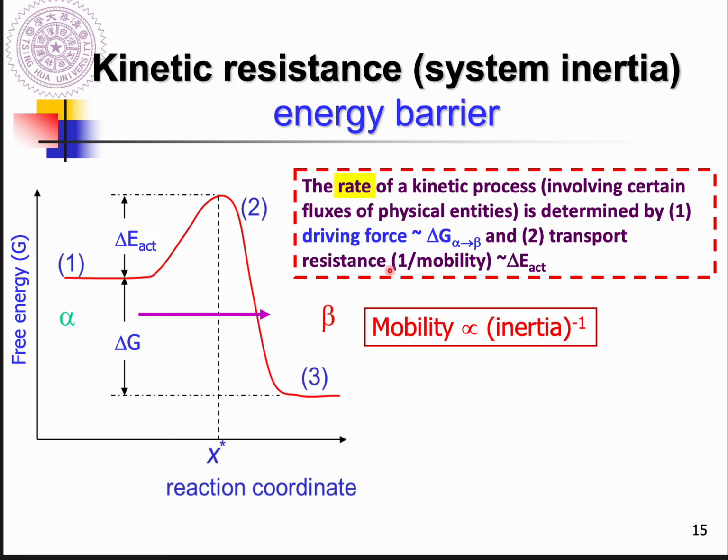This will be determined by the driving force, which we involve here as a delta G. And the second one, which is more related to material property, we call the transport resistance or inertia of the system. This part, in this case, will be the energy barrier.